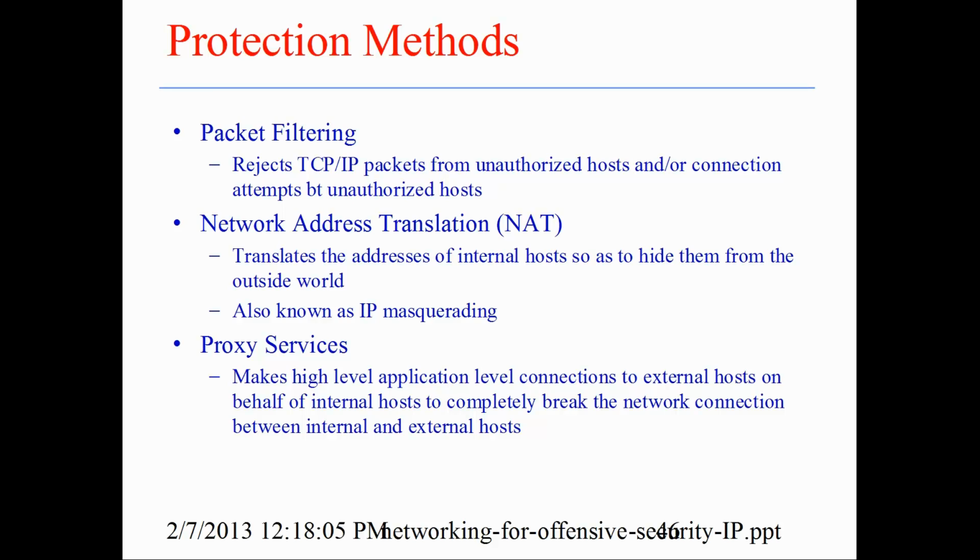So there are various different methods a firewall can utilize to protect one network from another. The most primitive one is packet filtering, and effectively relies on rejecting TCP/IP packets from unauthorized hosts or connection attempts from unauthorized hosts. And this can be filtering from the IP address layer, or filtering out an entire range of IP addresses, say from a known criminal autonomous system network.